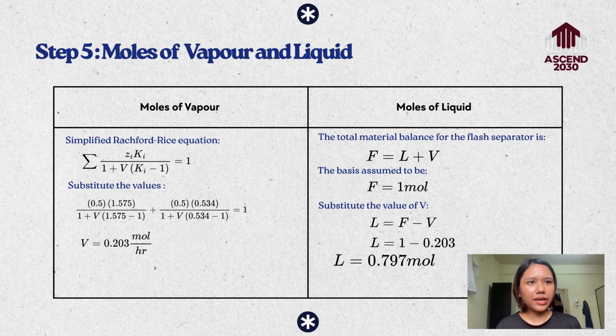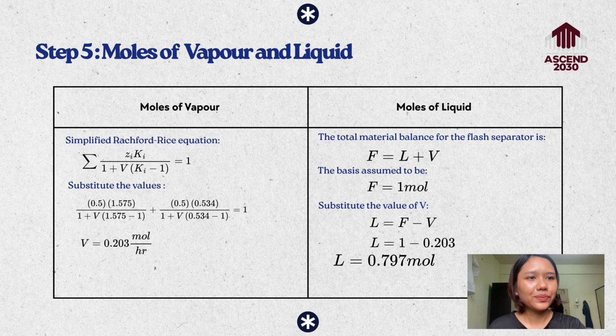Using the overall material balance and assuming a feed basis of 1 mole, we subtract the vapor amount from the total feed. So the liquid amount L is equal to 1 minus 0.203, which gives us 0.797 mole. This result shows that approximately 79.7% of the feed remains in the liquid phase, while 20.3% becomes vapor. So this value confirms the phase distribution of the pentane-hexane mixture under the specific operating condition.